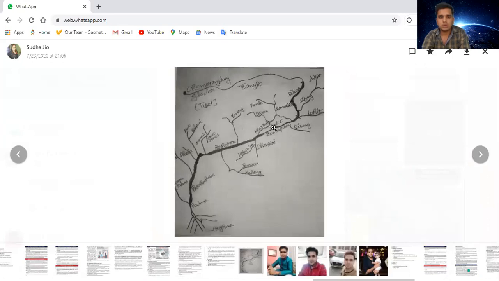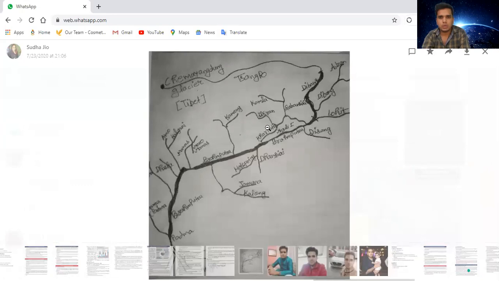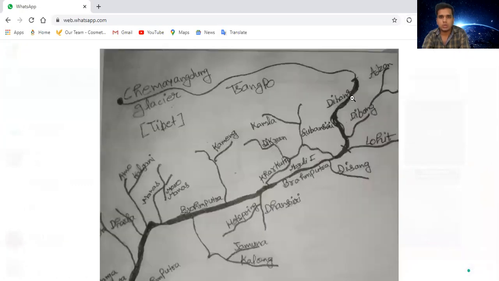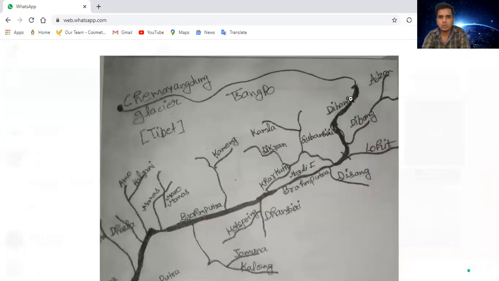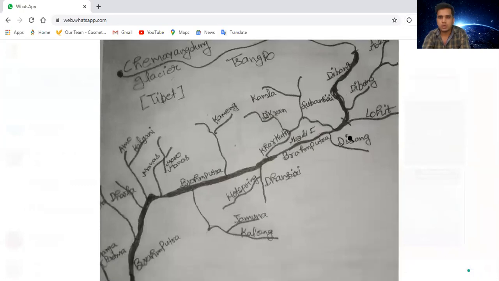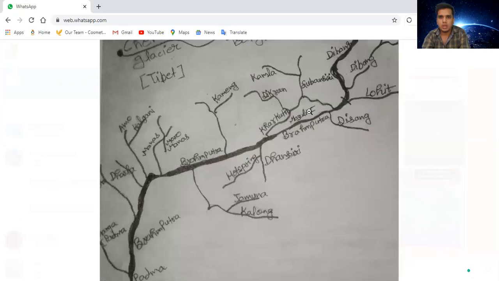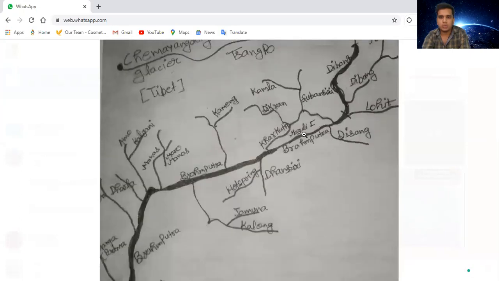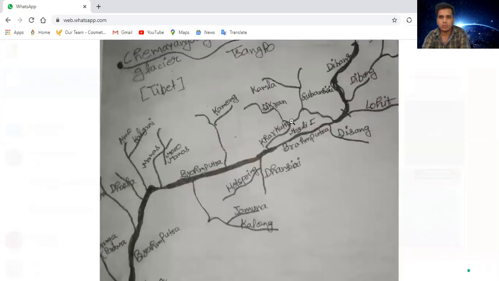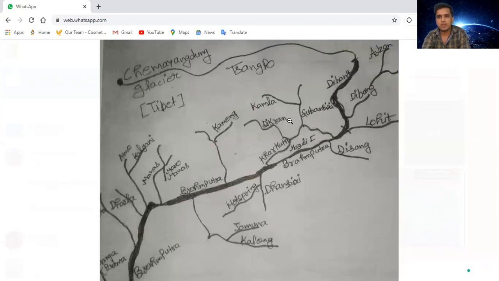So this is your Brahmaputra river. Chemyadung glacier, Sangpo, Dihang, Dibang, Lohit, Desang. And then there are many tributaries of Brahmaputra, out of which we have done eight in our previous class.